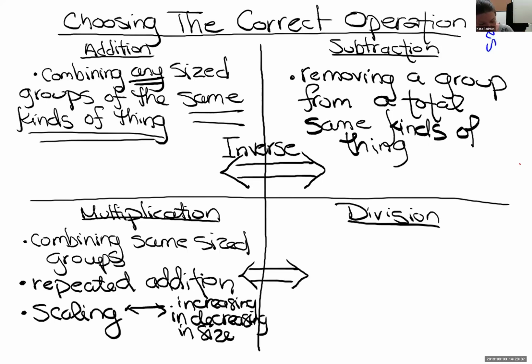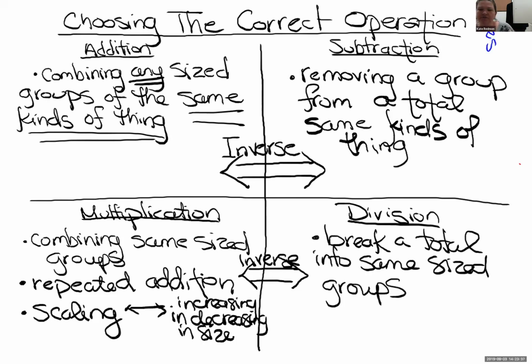So then multiplication also has an inverse. Of course, if I can put things together, then I can also, instead of combining same-sized groups to find a total, break a total into same-sized groups. That would be a picture of division. I'm good with this for now, and what we're going to do now is go look at a bunch of applications of this. It's kind of a rehash of what we did last time.